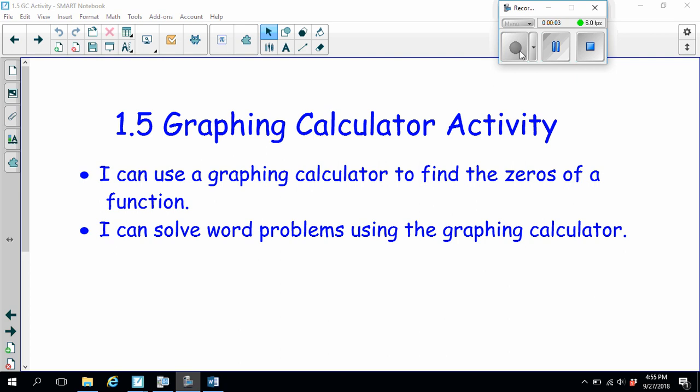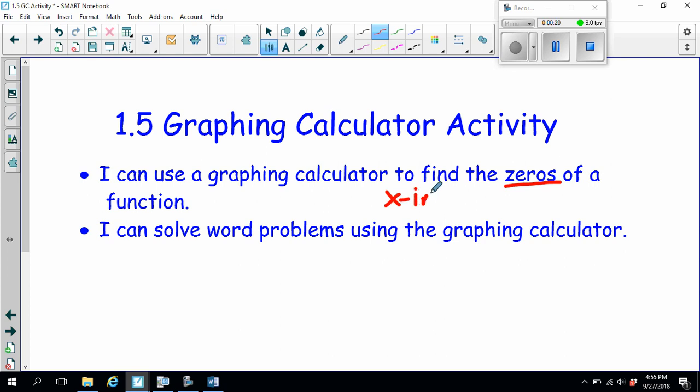So here are the notes for 1.5. This is a graphing calculator activity, and what we're going to do is use a graphing calculator to find the zeros of a function. Remember some other names for the word zeros. We have x-intercepts, we have roots, and then we also have solutions. So basically, we're going to be able to use the graphing calculator to find the x-intercepts on a graph. And then we can do the same thing to solve word problems as well.